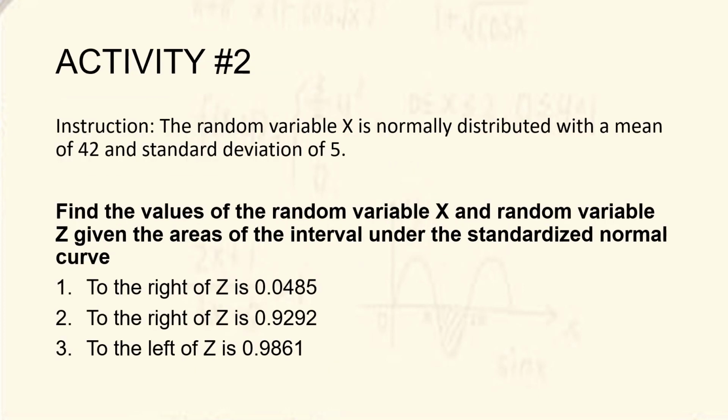For your activity 2, instruction: the random variable x is normally distributed with a mean of 42 and standard deviation of 5. Find the values of the random variable x and random variable z given the areas of the interval under the standardized normal curve. Number 1, to the right of z is 0.0485. Number 2, to the right of z is 0.9292. Number 3, to the left of z is 0.9861.